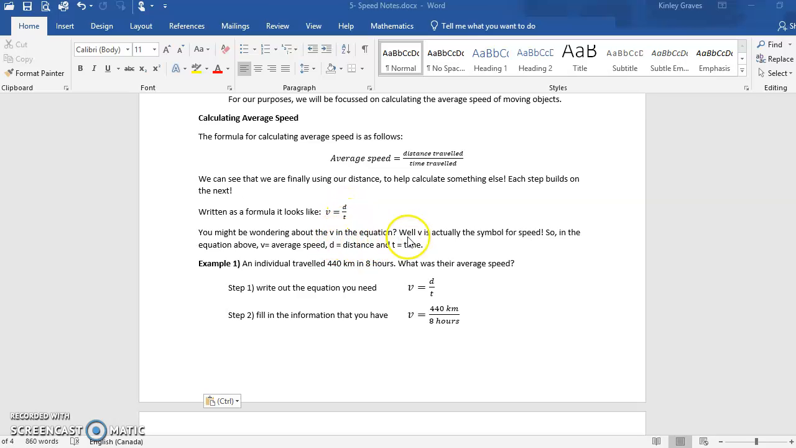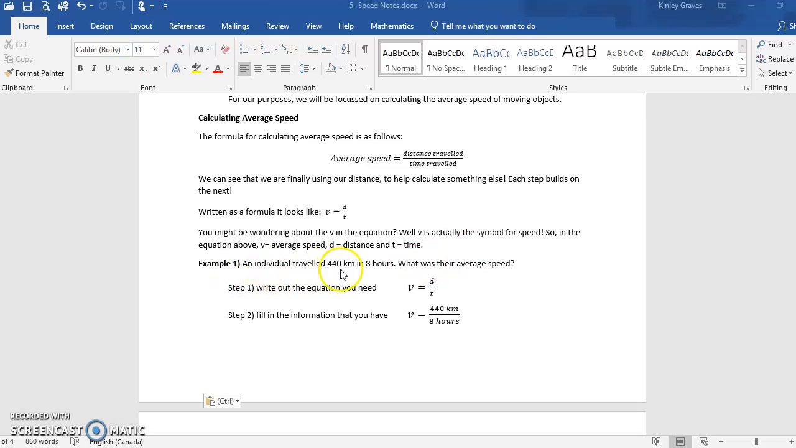You're wondering about the V in the equation? V is actually the symbol for speed. So in the equation above, V is equal to average speed, D is equal to distance, and T is equal to time. You have to remember that when we're calculating average speed, it is equal to the distance traveled divided by the time traveled. We already know how to calculate distance. We're always given a time as long as we're solving for speed. So now we can do a couple examples so we can see how to calculate average speed.